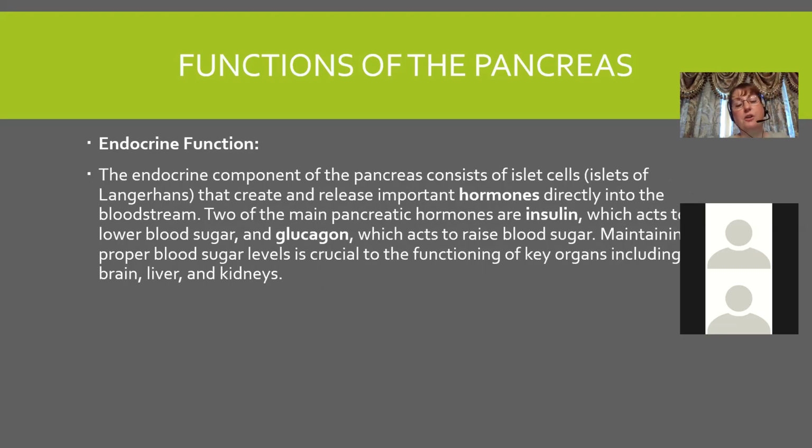So with your endocrine function, remember this has to do with your blood sugar. So the endocrine component of the pancreas consists of islet cells. These create and release important hormones directly into the bloodstream. So two of the main pancreatic hormones are insulin, which acts to lower blood sugar, and glucagon, which acts to raise blood sugar. So maintaining proper blood sugar levels is crucial to the functioning of key organs, including the brain, the liver, and the kidneys.